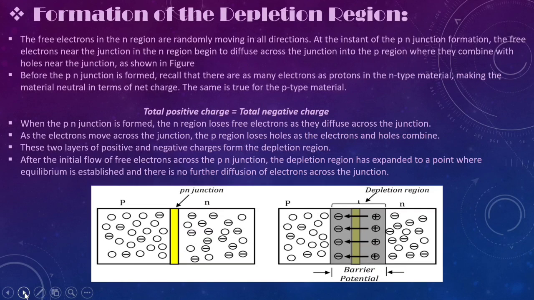A point is reached where the total negative charge in the depletion region repels any further diffusion of electrons into the p region and the diffusion stops. Same thing happens for holes also. In other words, the depletion region acts as a barrier to the further movement of electrons across the junction.